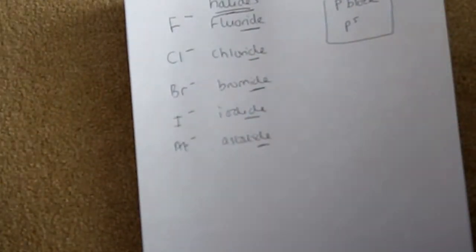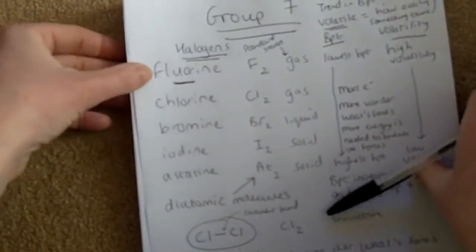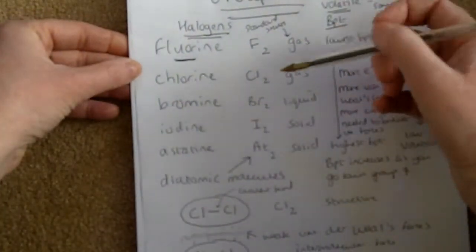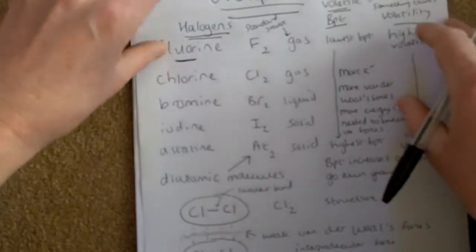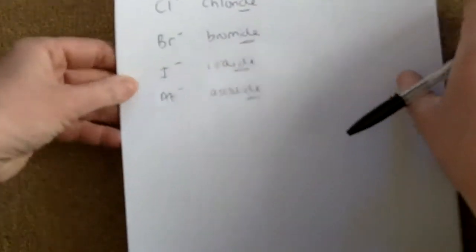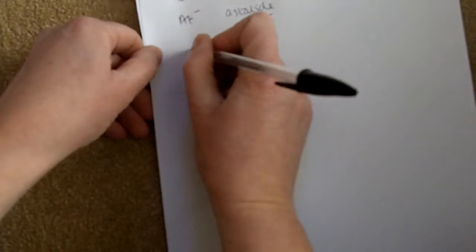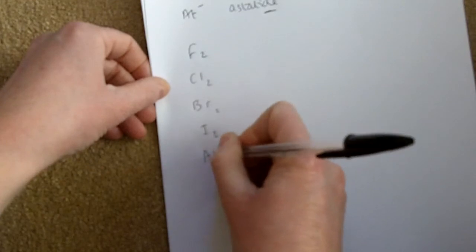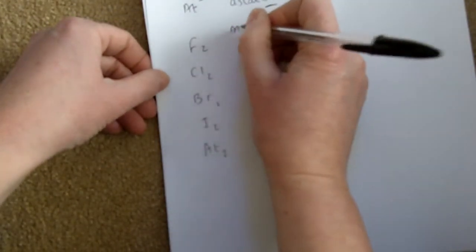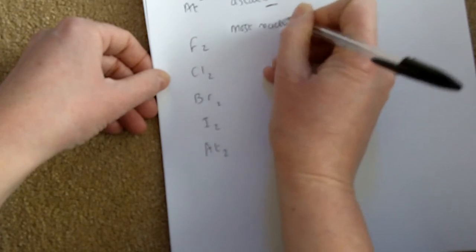So another question you could be asked is, if you look at group 7, which element is the most reactive? So let's go back. What we're going to do is just draw the elements again, just really quickly. Which element is the most reactive? Fluorine, chlorine, bromine, iodine, or astatine? And when you're asked this question, you have to think, when a group 7 element reacts, how does it react? What happens to a group 7 element?